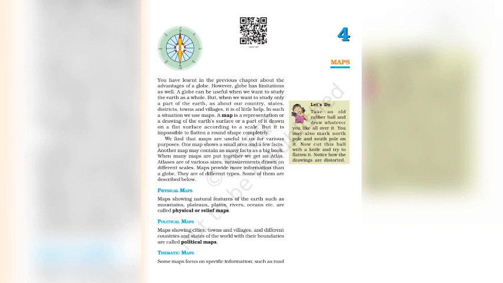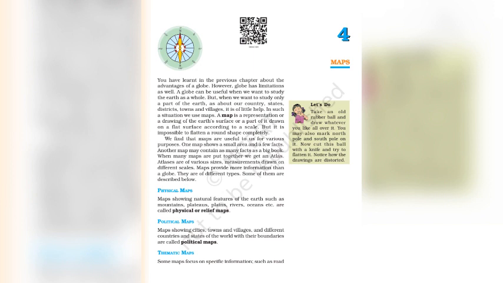If you show this 10 kilometer distance by 2 centimeter on a map, it means 1 centimeter on the map will show 5 kilometer on the ground. The scale of your drawing will be 1 centimeter is equal to 5 kilometer. The scale is very important in any map. If you know the scale, you will be able to calculate the distance between any two places on a map.